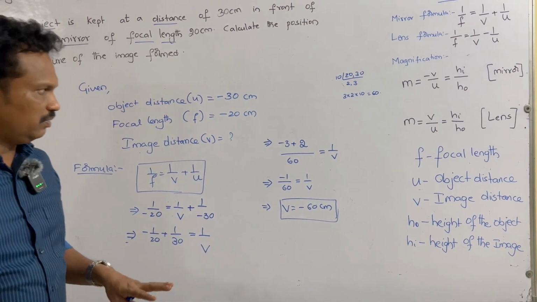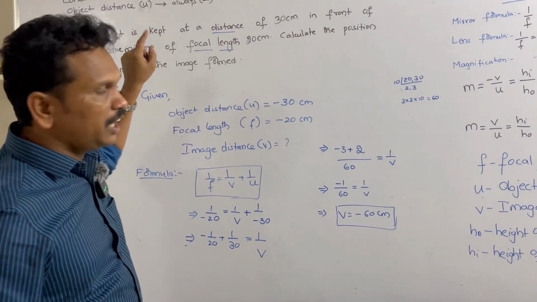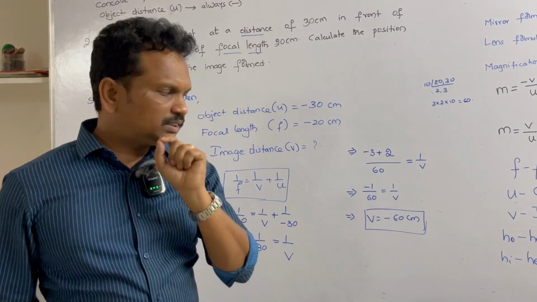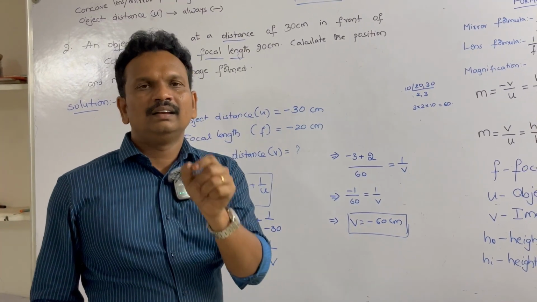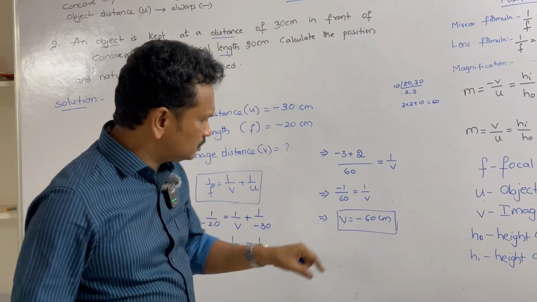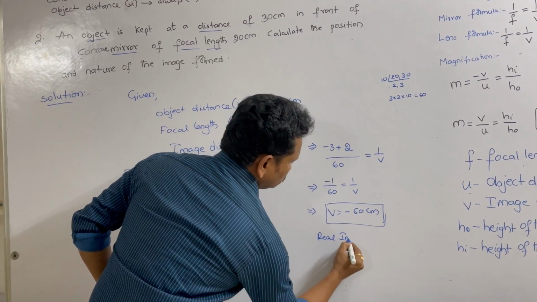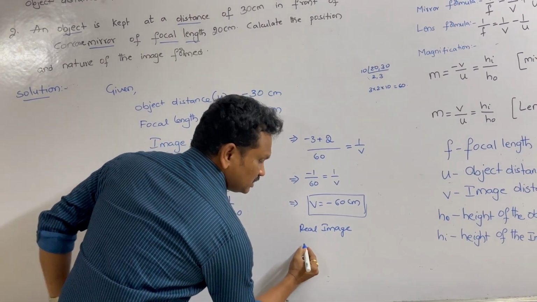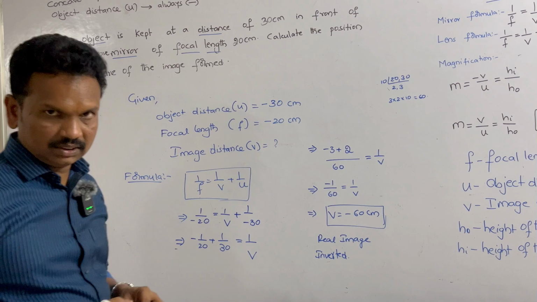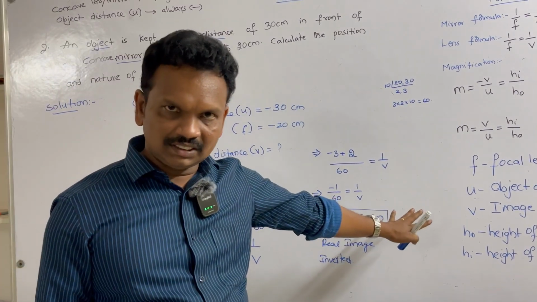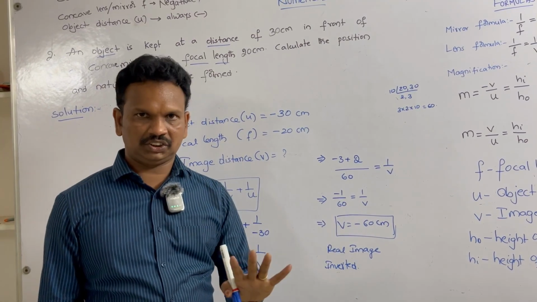That is always formula and answer, keep it in a box. Here, concave mirror, image distance negative means it is a real image. All real images are inverted images. Now, image distance is 60 centimeters and it is a real and inverted image.